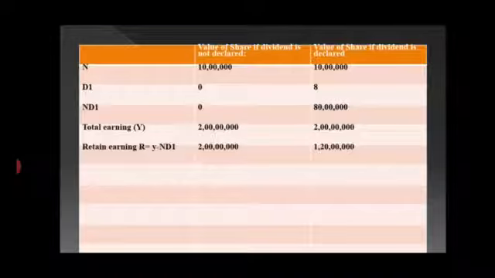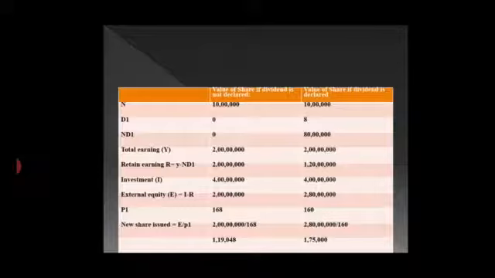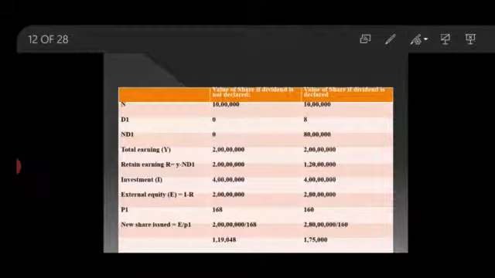Now in case of dividend declared, what happens? Total earning of company is 2 crore and out of earning the company is paying dividend 80 lakhs. So what is the retained earning? Obviously 2 crore minus 80 lakhs, so it comes to 1 crore 20 lakhs. So this is the retained earning value. Now this is the important part.